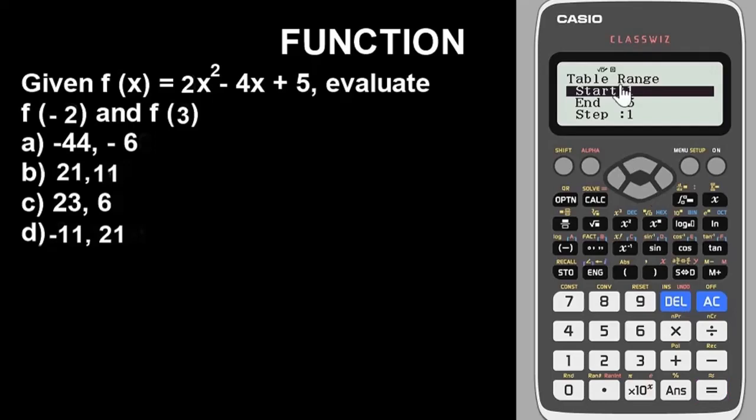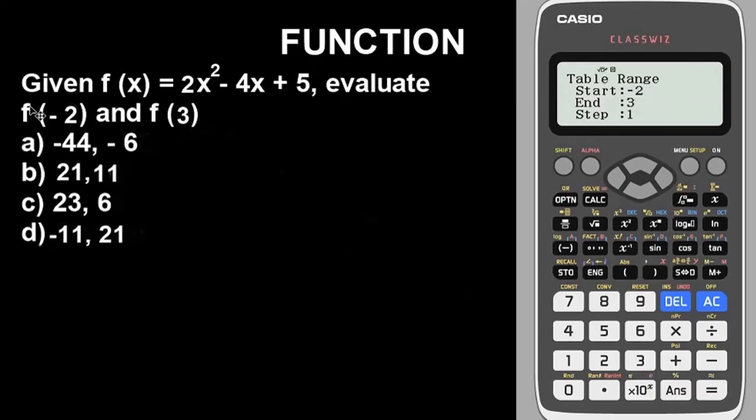Now once you have done it, it will bring you to this place. It says table range starts from. In this question, we are to evaluate the function when it's minus 2 and when it's 3. So let's start it from minus 2, guys. That's what this means, starts from minus 2. Then once you do it, you press equal to and it will get to end. We want it to end at 3, so you press 3. It's as simple as that, guys.